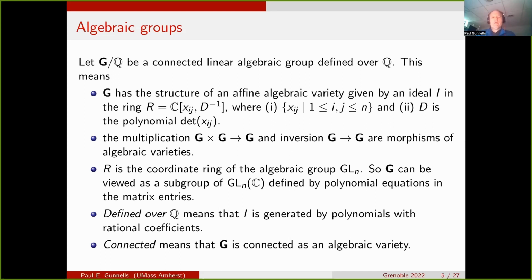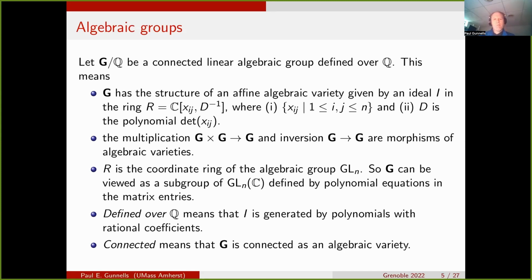And now it's an algebraic variety, but we require that the multiplication and inversion maps are morphisms of algebraic varieties. That just really means that they're given by polynomial functions in these variables. So essentially polynomial functions in the matrix entries. And you know that from the way matrix multiplication works. That's true for inversion because we have this d inverse in there.